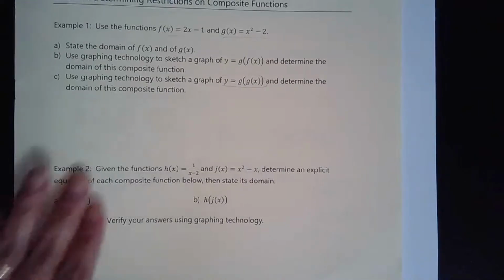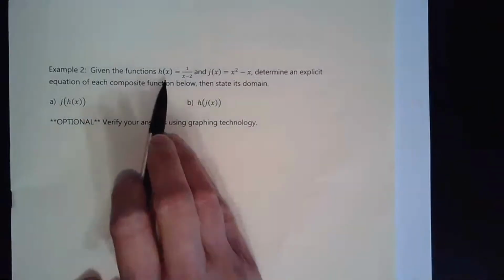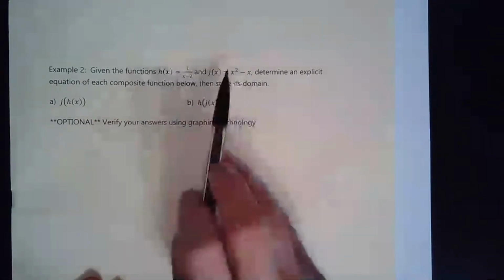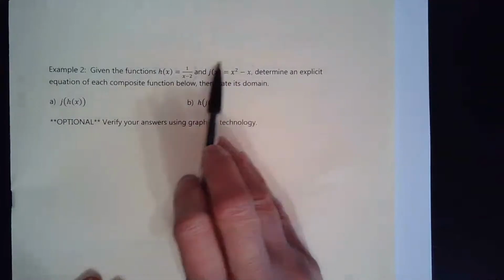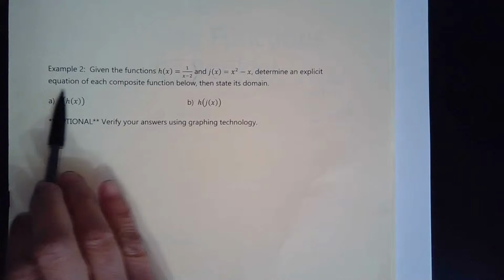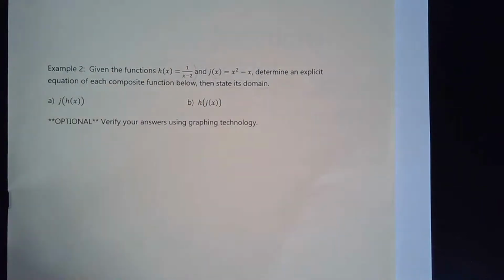So we finished example number 1. We're going to jump into example number 2. Now, we have a rational function, and then g of x is a quadratic function. Determine an explicit equation for each composite function and then state its domain. So let's do that. That's example number 2.